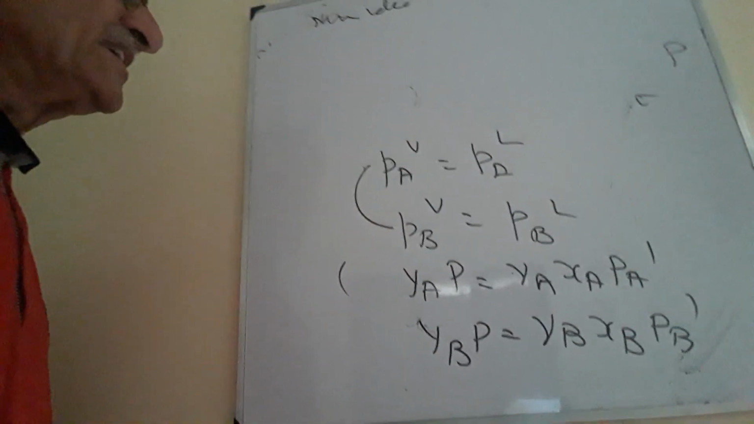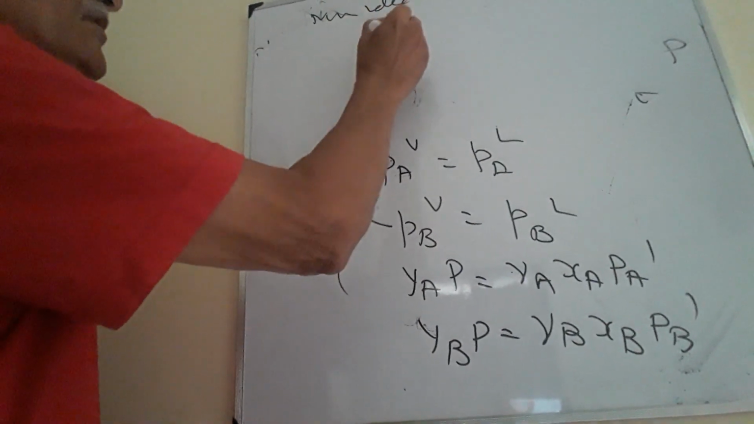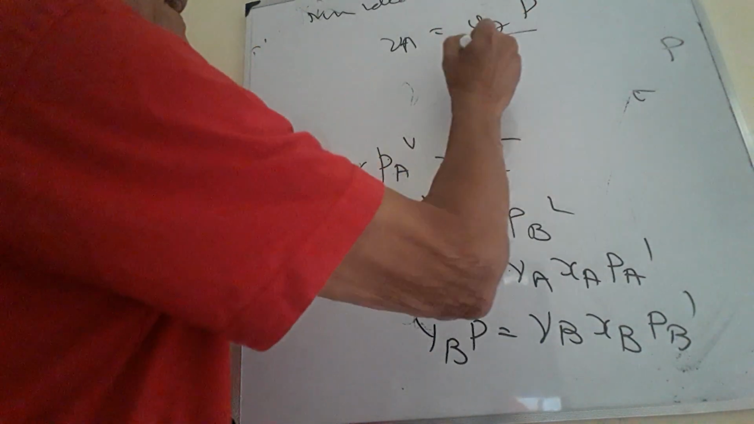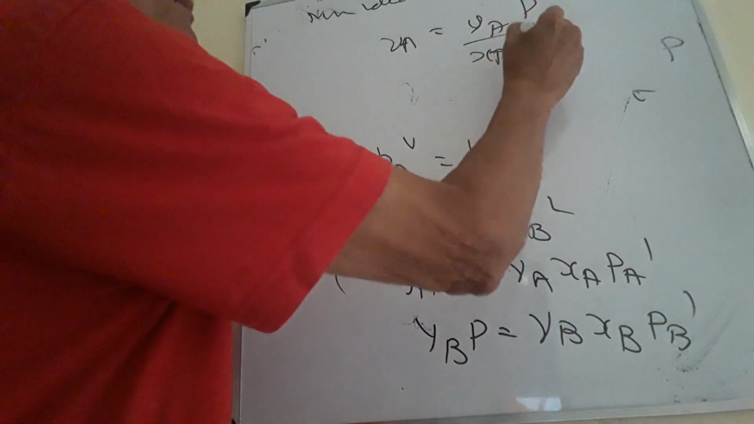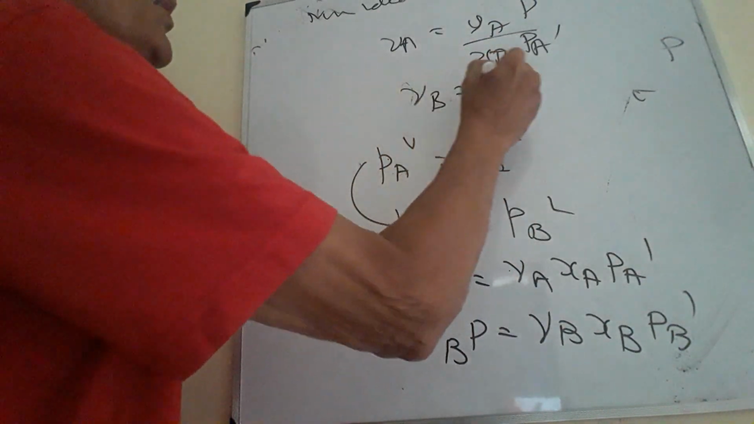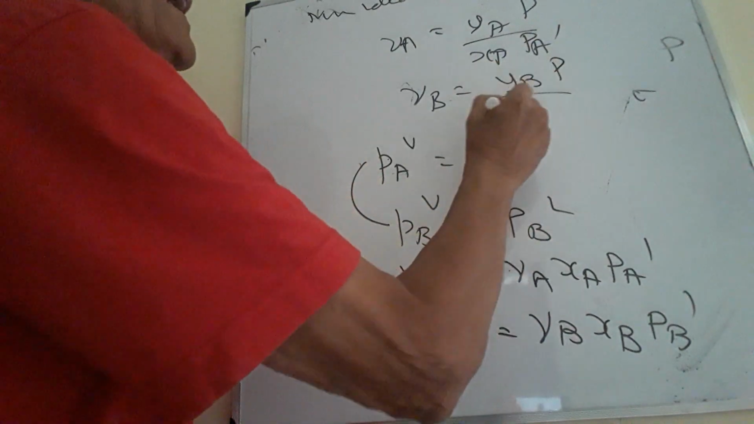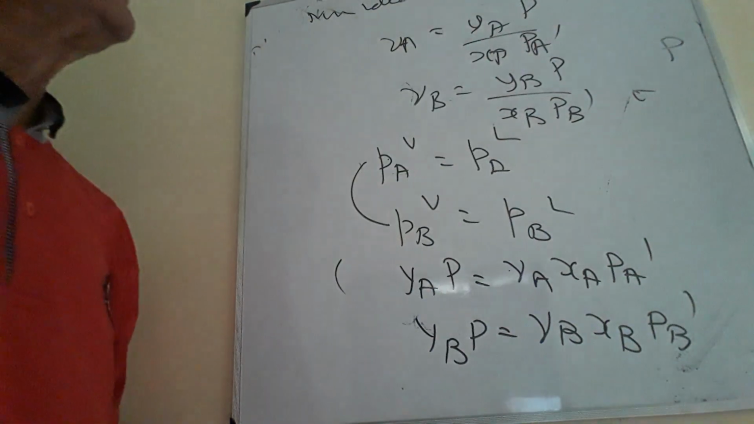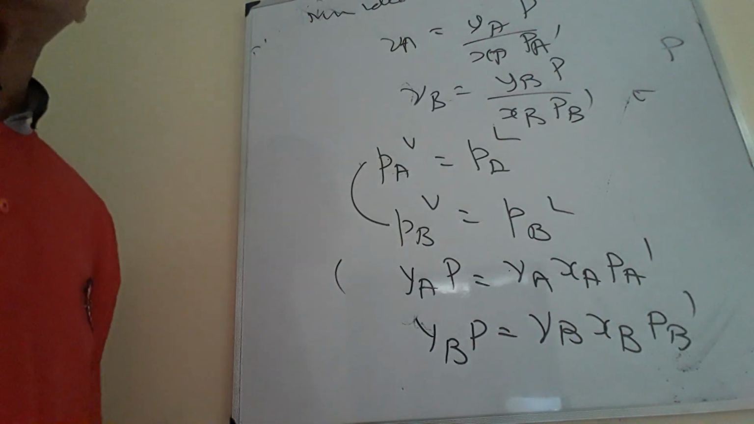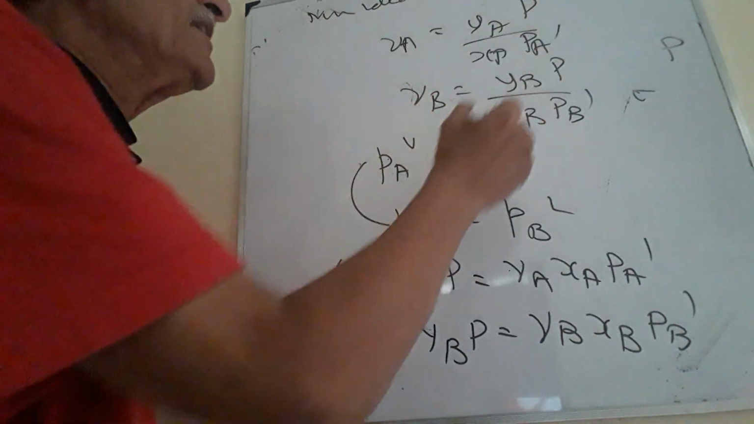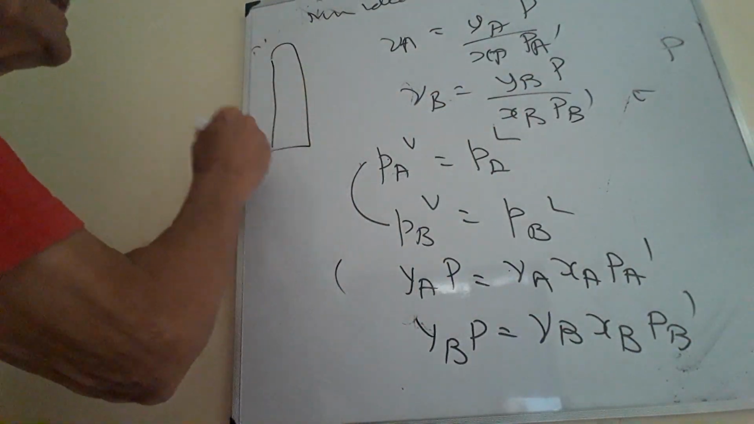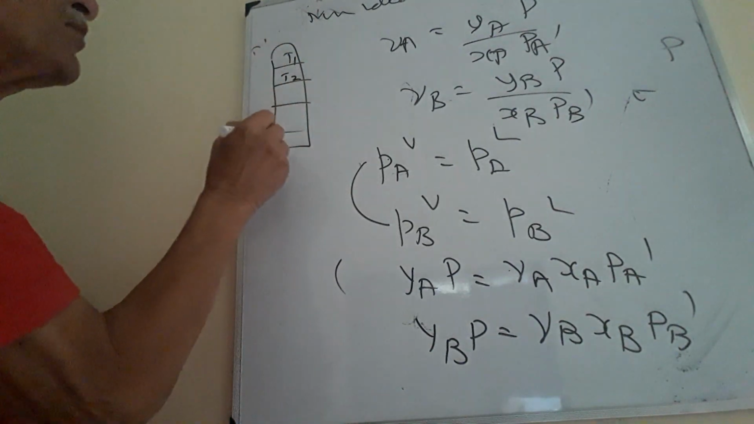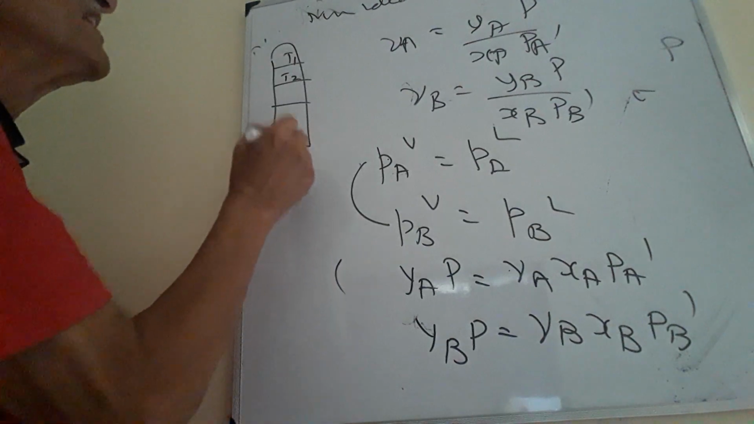So from there you can write gamma A equal to YA into P by XA into PA prime, then gamma B equal to YB into P by XB into PB prime. Now the total pressure is known. The distillation column operates at atmospheric pressure, so P is known. If you take a distillation column, pressure is the same throughout. On each plate the temperature will change, T1, T2, etc. The bottommost will be hottest because the reboiler is there, the topmost is the least.